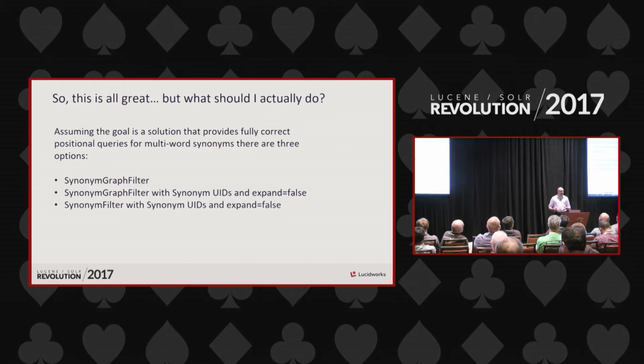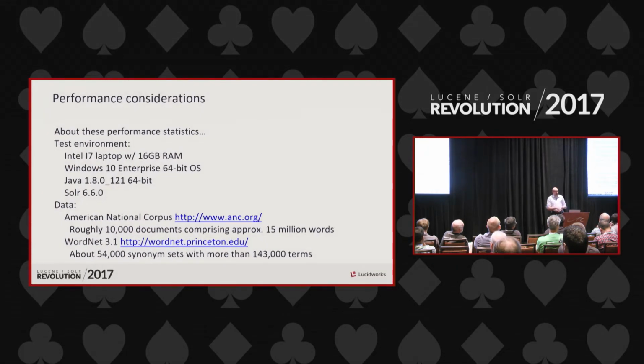Now, we like making decisions based on data, so we have some analysis here. This is just done on this laptop with an i7 and 16 gigabytes of RAM. I'm going to use the American National Corpus, which is an excellent resource. It's about 10,000 documents covering various types: technical papers, spoken language. There's about 15 million words, and I'm going to use WordNet as my synonym source. I'm going to include multi-word synonyms, so it's going to be about 54,000 synonym sets with about 143,000 terms.